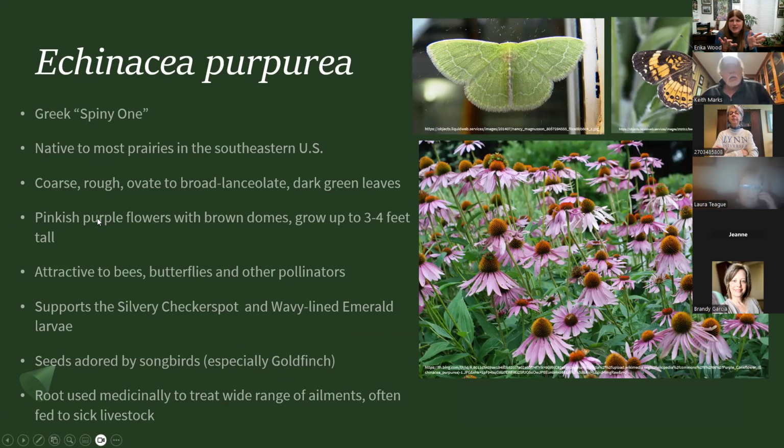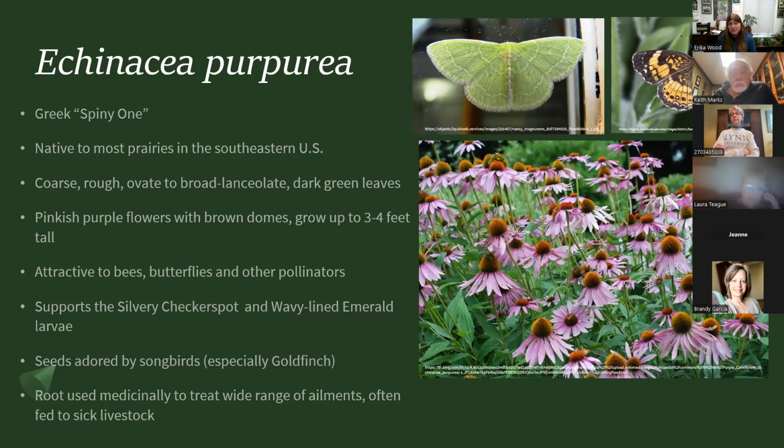All right, let's switch gears and talk about one that all of you are probably familiar with, but I feel like I need to talk about this because we're talking about the aster family, and that is Echinacea purpurea, or our purple coneflower. This is Greek for spiny one because it produces these disc cones that are very spiny and almost hedgehog-like to the touch. And this is one of our native species here in Kentucky, found again primarily east of the Mississippi River.